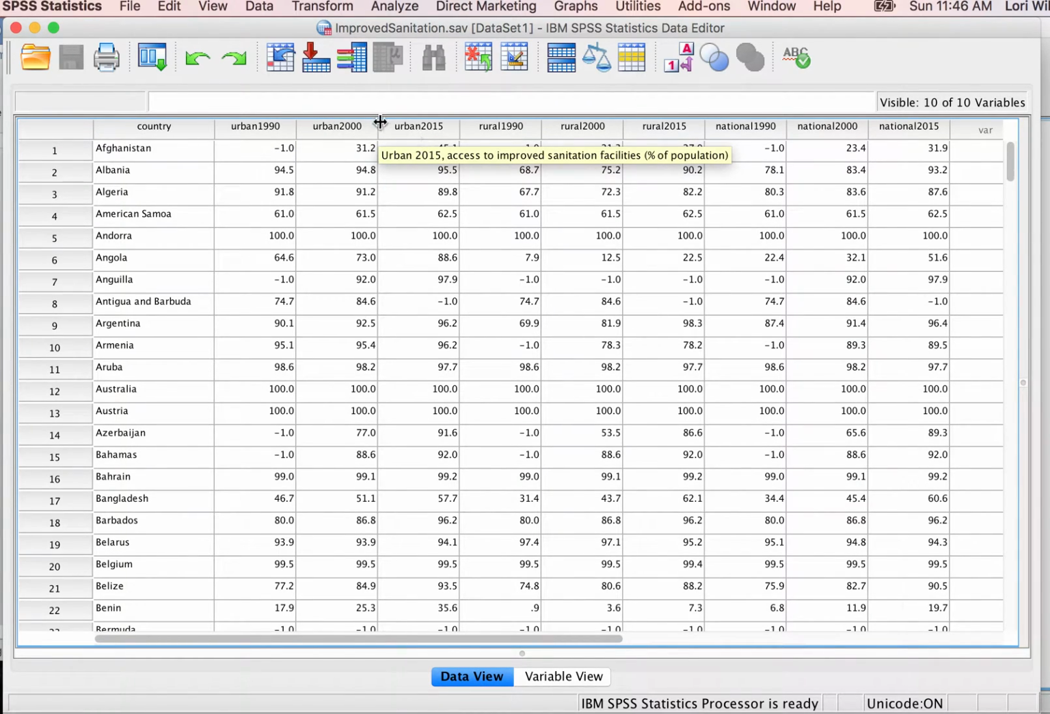And this has to do with the information that we have on improved sanitation in the urban area, and then those three repeat again: rural 1990, 2000, and 2015, so those three go together. And the national is just the combination of both urban and rural, so they've basically divided the countries up to see the access to improved sanitation facilities within the urban and rural areas, and then combine them for the national.